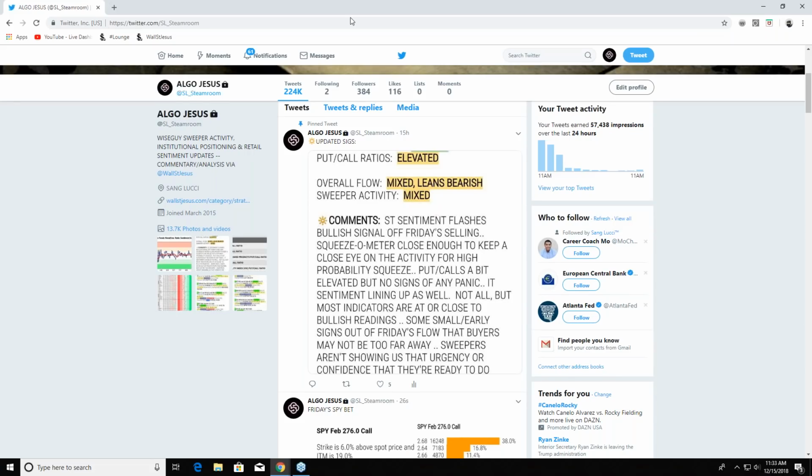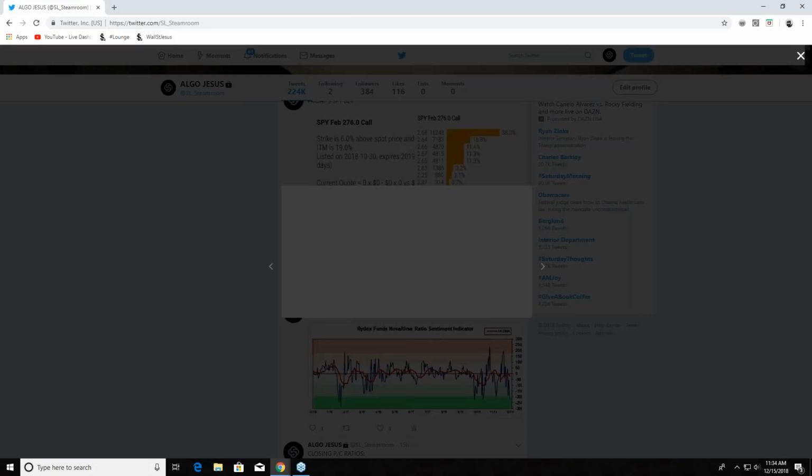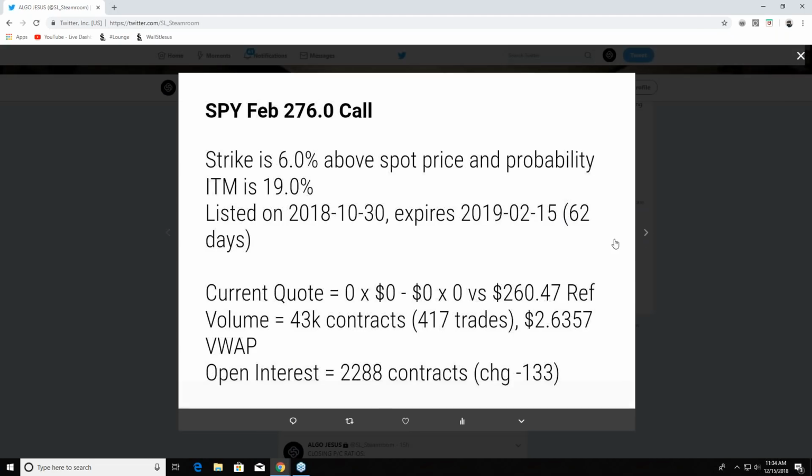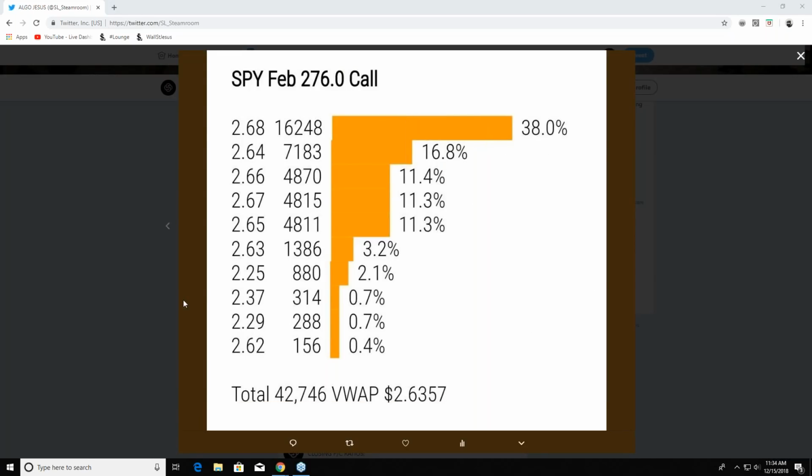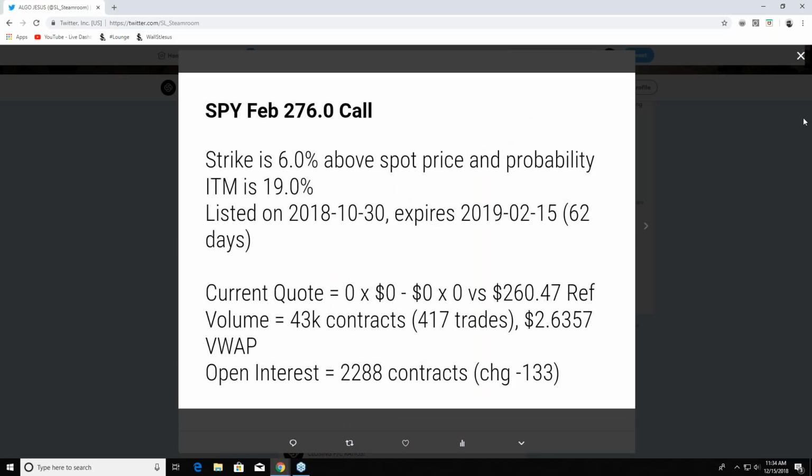Oops, where is it? Here it is. This is how Trade Alert breaks down the whole thing here. Strike, 6% above spot, 19% probability. Where is it? Here it is. You see that? Hold on, guys. I'm bad at managing this stuff here. Hold on, navigating around.